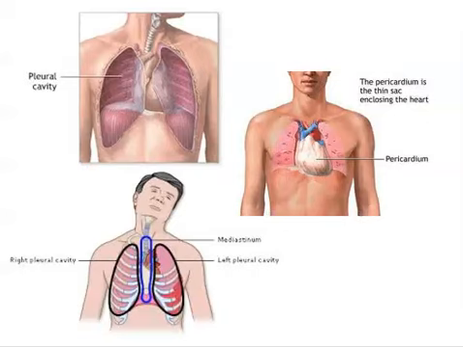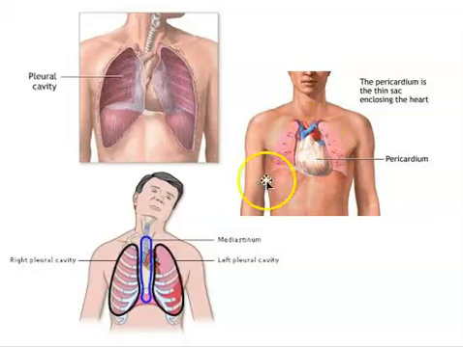On this slide, we're looking at drawings of these three cavities within the thoracic cavity. On the upper left, you're looking at the pleural cavity. There's one on the left and there's one on the right. These hold the lungs as well as a small amount of fluid. Over on the right-hand side, you're looking at the pericardial cavity, and of course, this is the cavity that surrounds the heart.